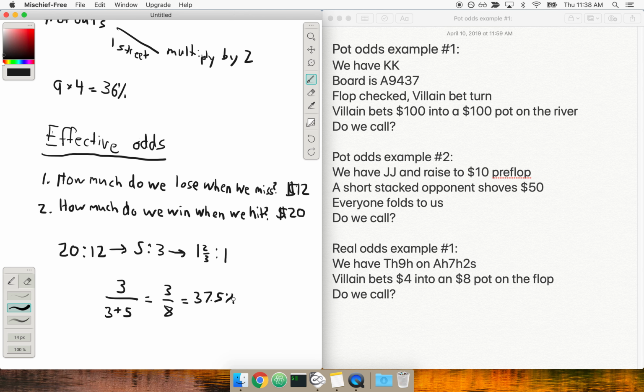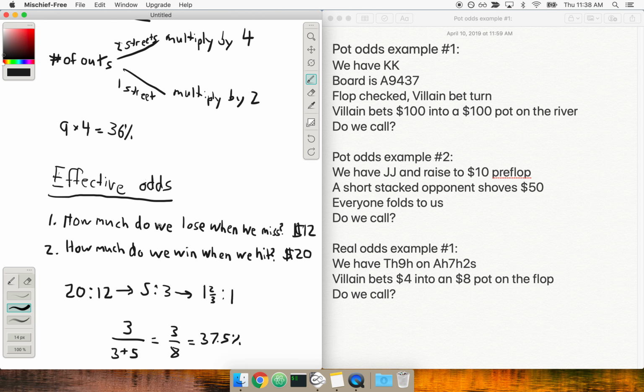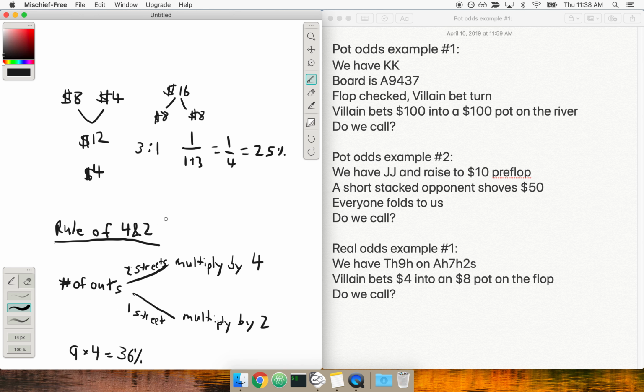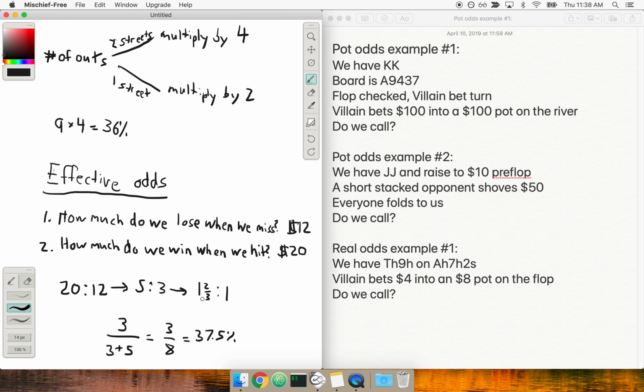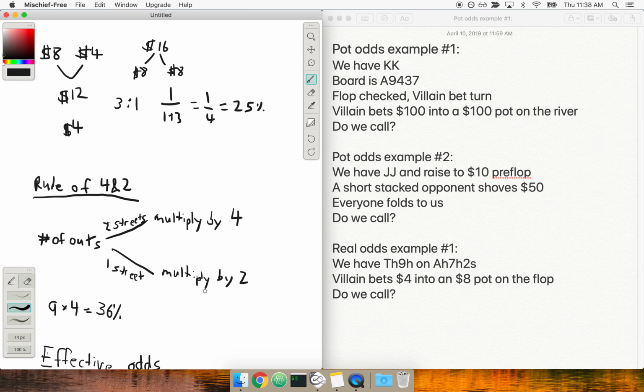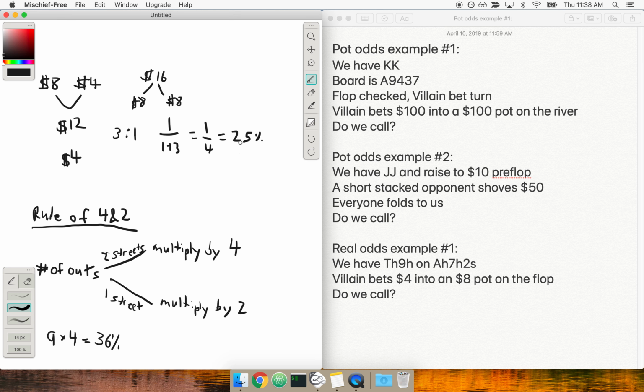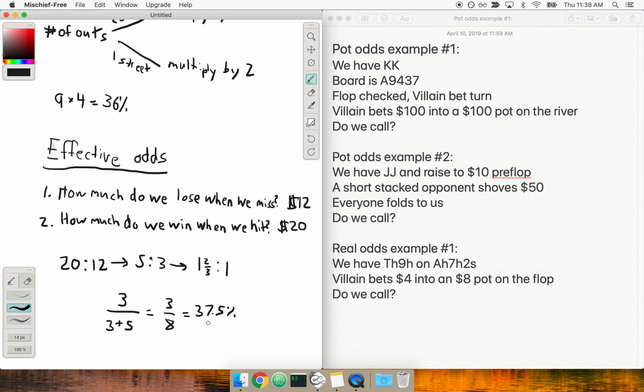So very interesting here. We previously looked at this and said that we have 3 to 1 pot odds, but now we only have 1 2/3 to 1 effective odds. So 3 became 1 2/3. And then also, we said we only need 25% equity to justify calling. Well, now that got bumped up to 37.5.